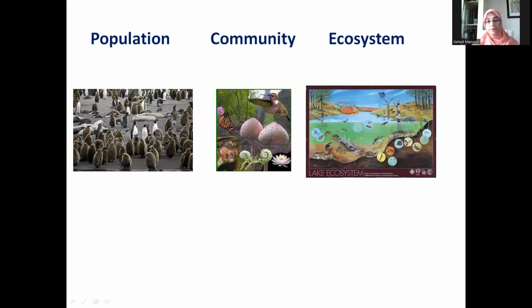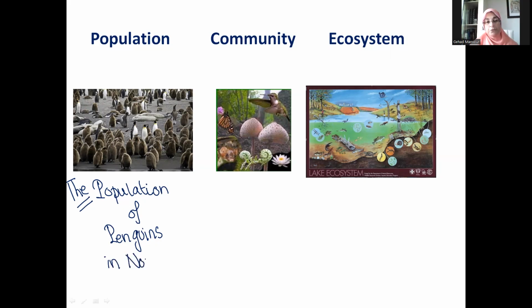So now, for example, these are pictures that give you the difference between a population, a community, and an ecosystem. In order to accurately describe a population, you would say the population of, for example, penguins, because we are going to specify the area. For example, the population of penguins in North America. I don't know where exactly they live, but they live in cold areas, okay?